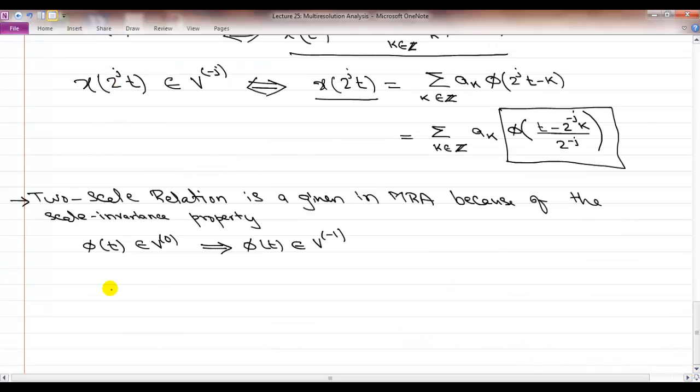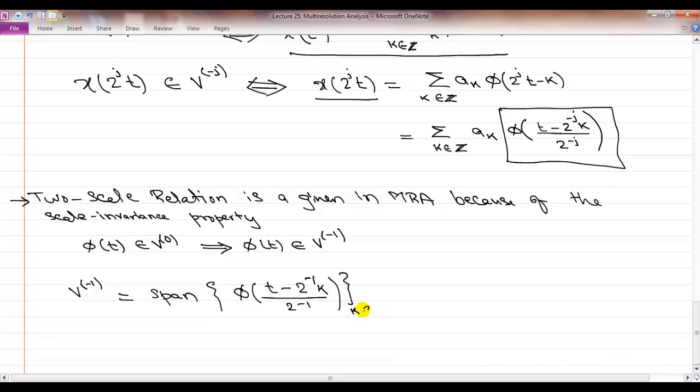Now, V of minus 1, we said that scaled versions of phi of t are orthonormal basis for different subspaces. So what is the orthonormal basis for V minus 1? That is just the scaled version of phi of t. So that's phi of (t minus 2 to the minus 1 k) over 2 to the minus 1, k belongs to Z.